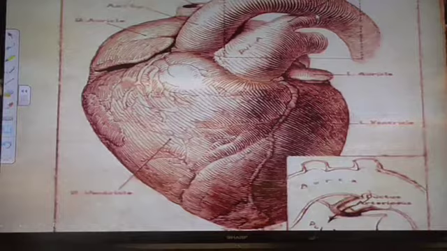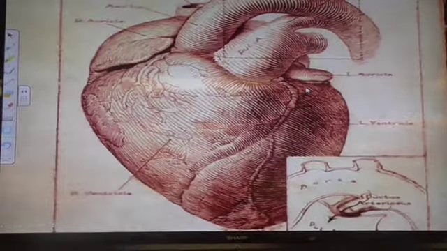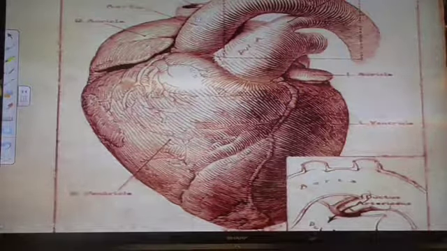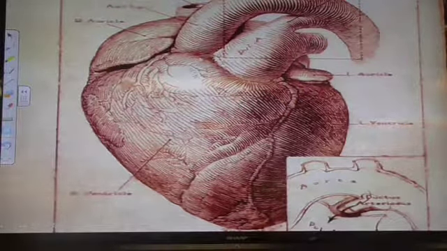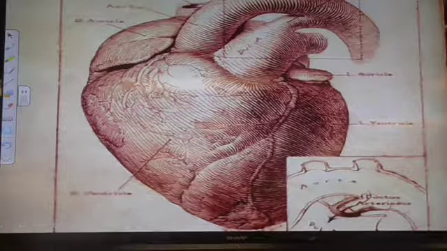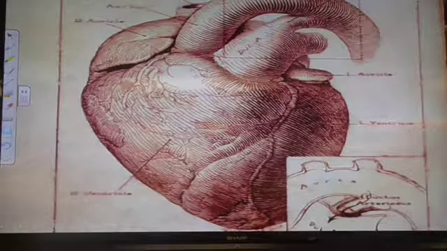So normally, in utero, the blood from the right ventricle, you don't want it to go into the lungs, so it goes directly into your aorta. Okay, so that's what that's for, and that's where it is.